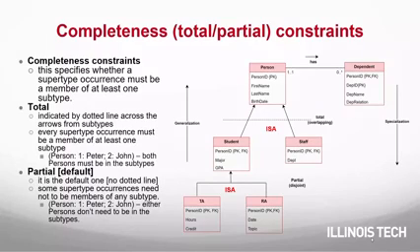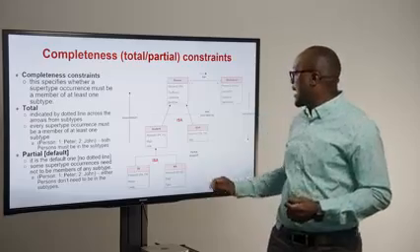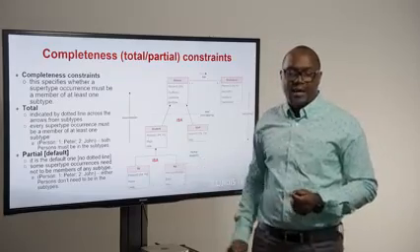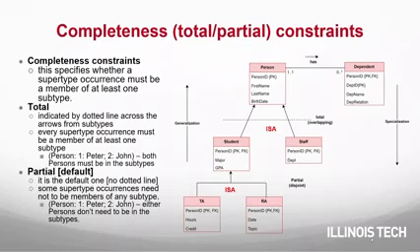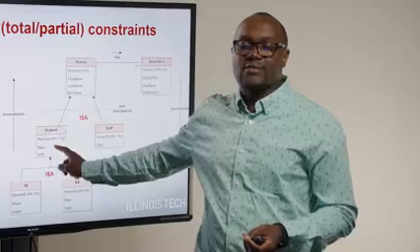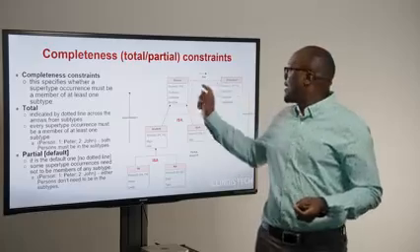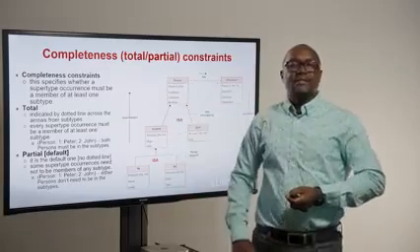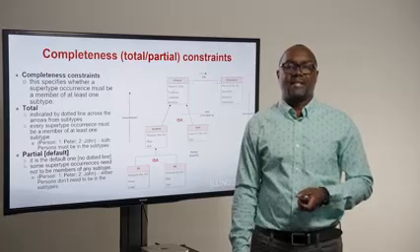This implies some of the supertype occurrences need not appear in any of the subtypes. Let's get an example of the two records, Peter and John. Peter and John do not need to appear as student or staff. If one appears and one doesn't appear, it's still partial completeness.